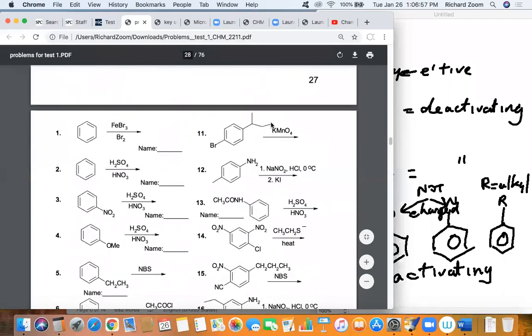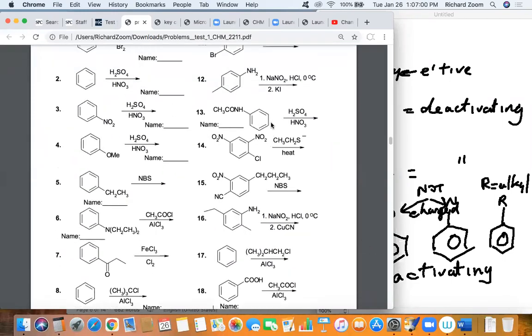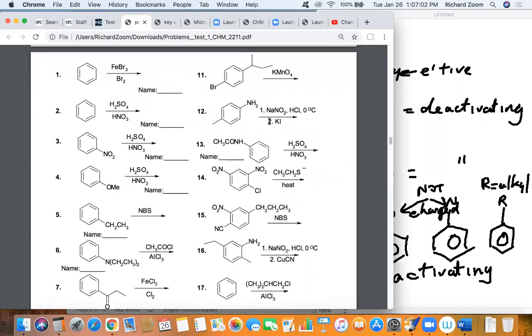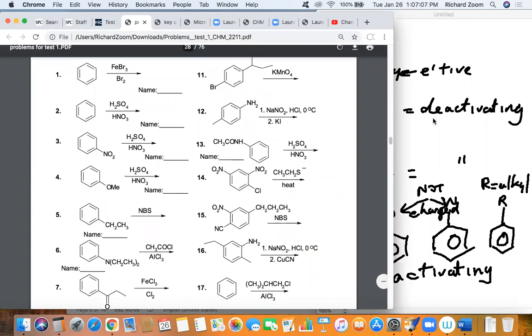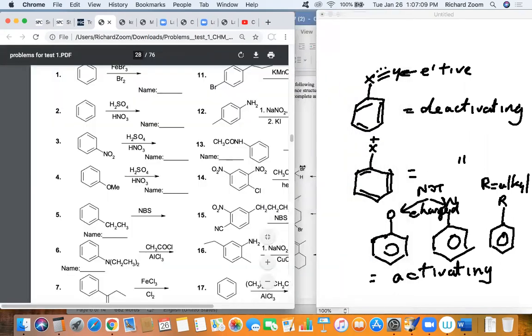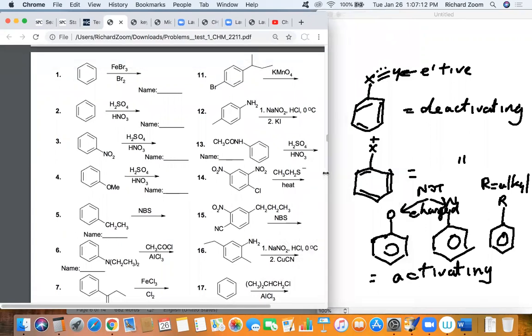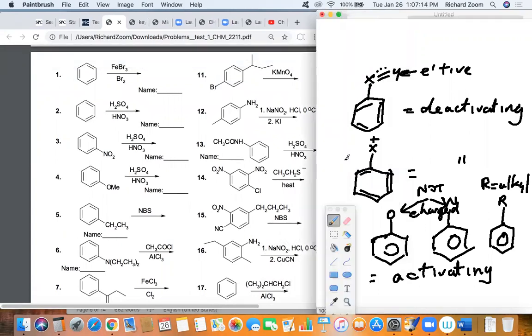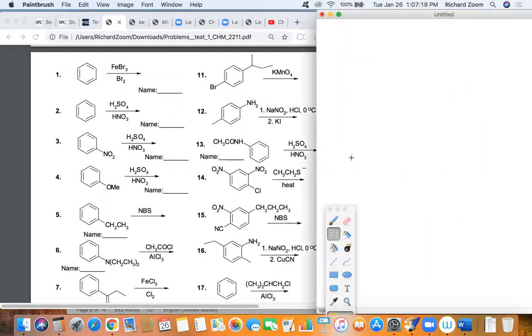So if we start on page 28, I'm going to go through and point at some, and I'm going to see if you all can figure out if they're going to be activating or deactivating. Some of them are reactions we haven't seen yet, so don't panic. All right, let's take a look at number 3 there. So what do you all think?